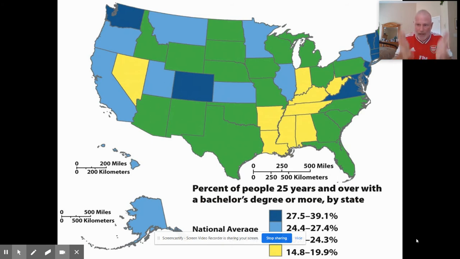All right, look through the middle of the country, right? Our rectangular flyover states that are very agricultural, and notice that academic completion is a little bit less there as well. So it has a lot to do with it.